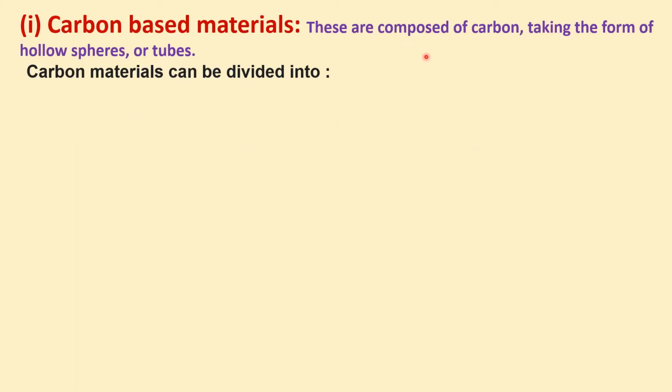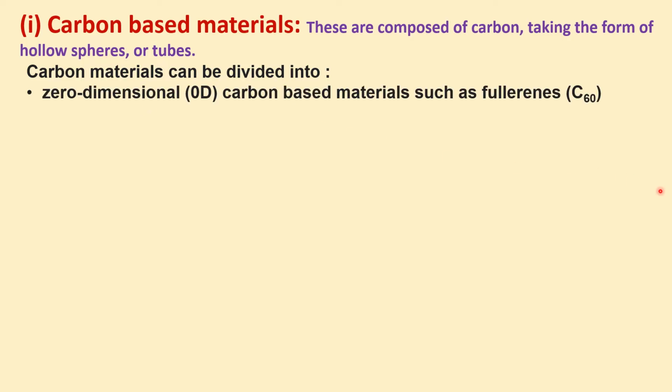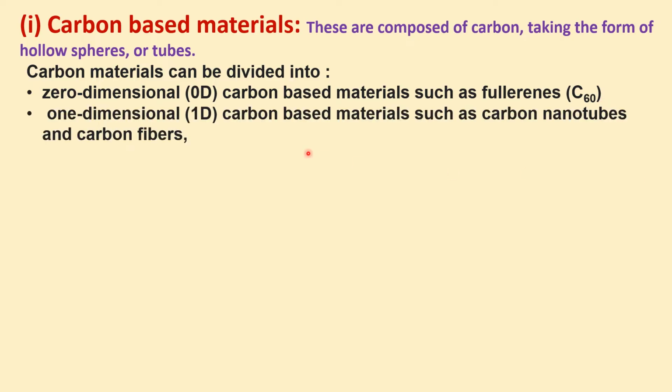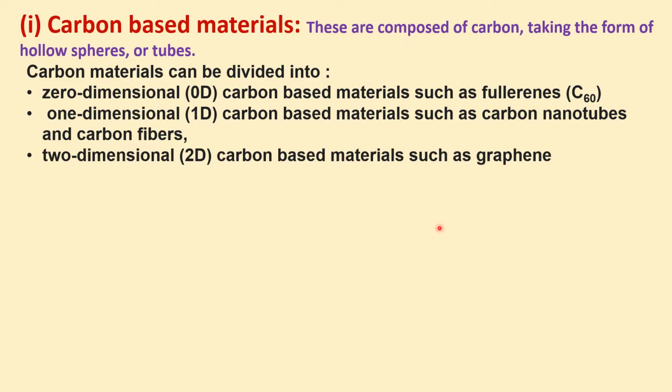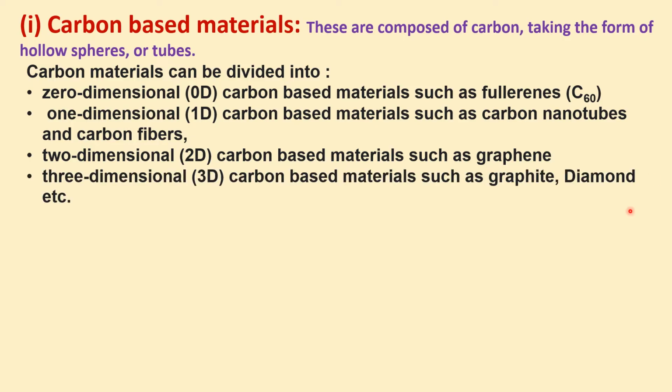So carbon-based materials are basically composed of carbon in different shapes or different forms. Suppose if they are making some hollow sphere, then it is fullerene. It is a zero-dimension material known as C60. In the one dimension case, these are carbon nanotubes or carbon fibers or some kind of nanorods. In two dimension, these make the layer structure such as graphene, and in the three dimension case, they are carbon as graphite or diamond, etc.